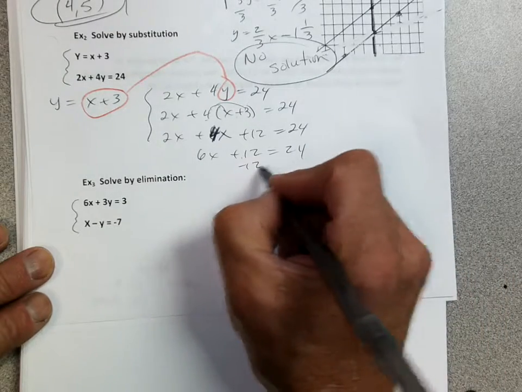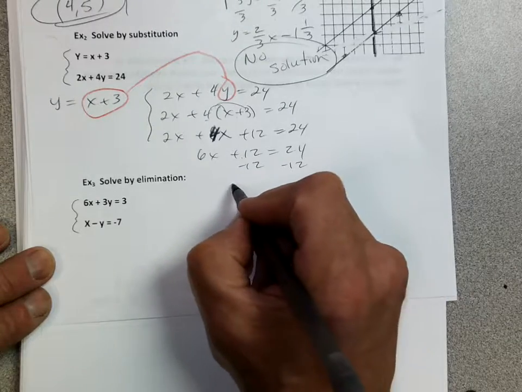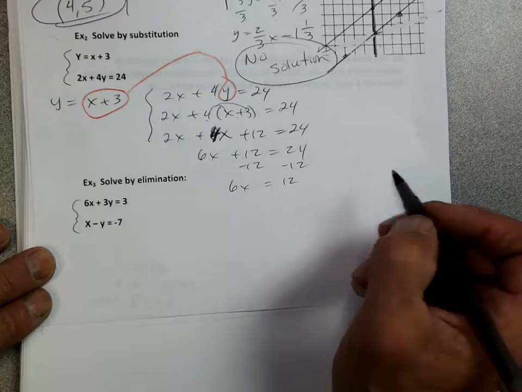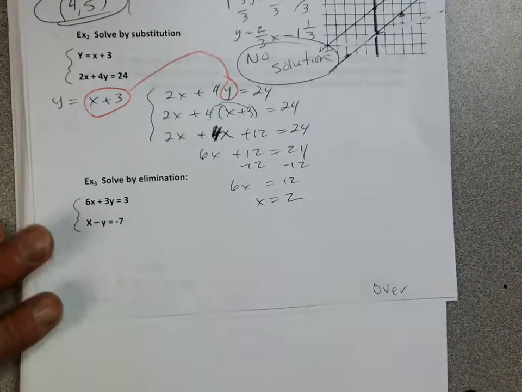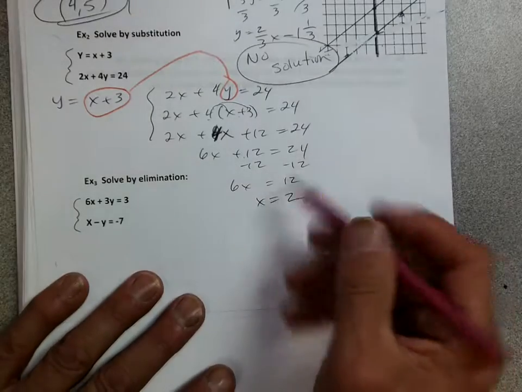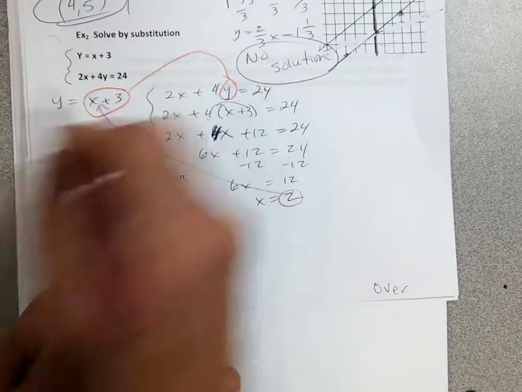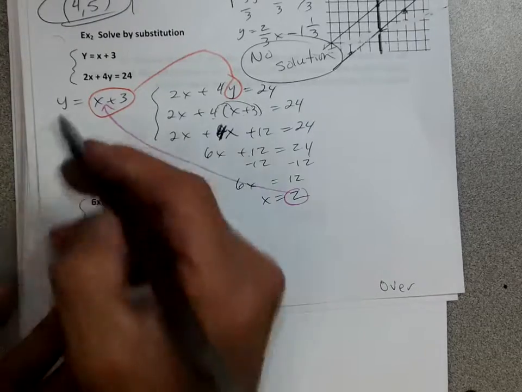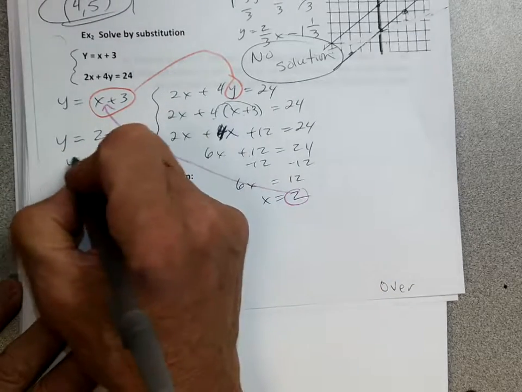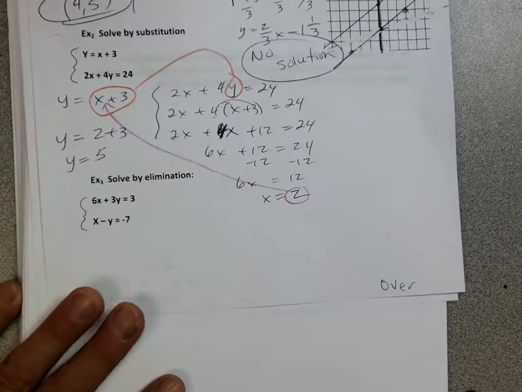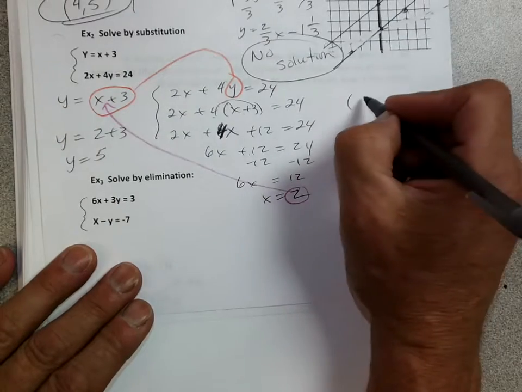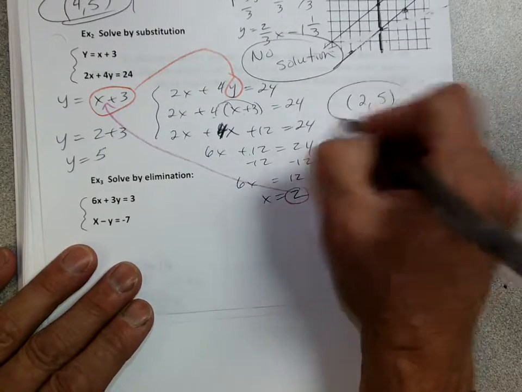Minus 12, minus 12. I'll have 6x equals 12. Divide by 6, x is 2. Okay, but that's only part of the answer, right? So I'm going to take this 2, which is the value of x, and plug it right there. We write y equals 2 plus 3, which means y is 5, right? And of course it is a point, even though we didn't graph, it is a point, and the point's at 2, 5. Okay?